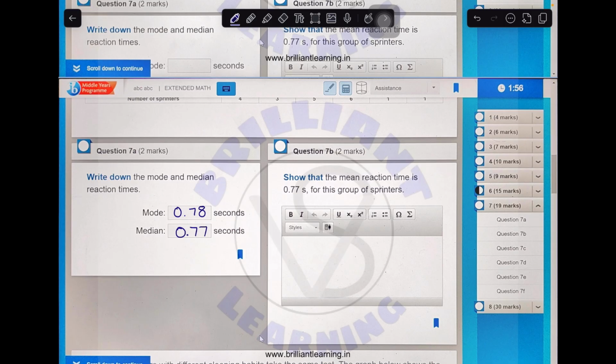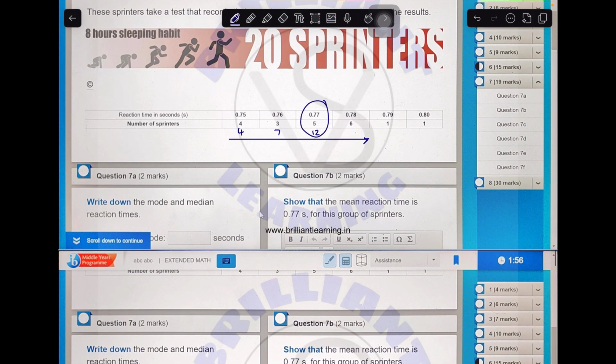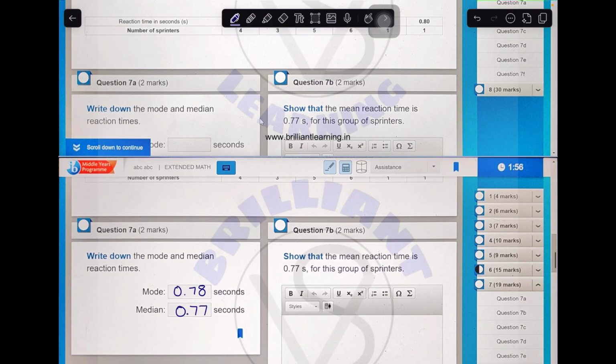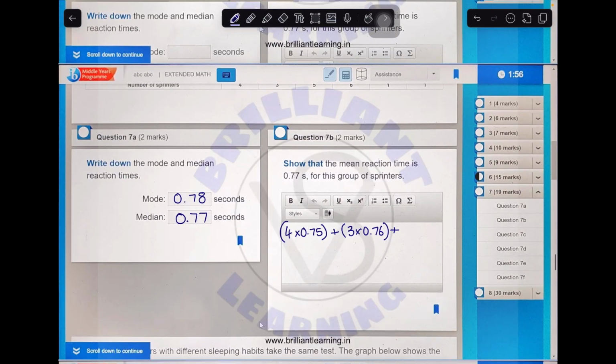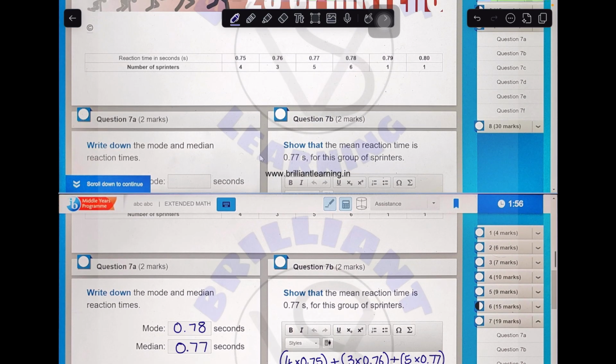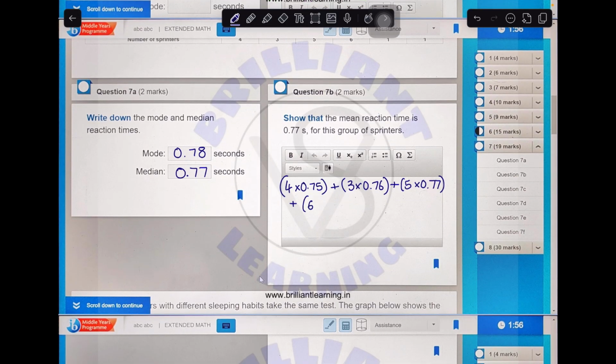Now I need to show that the mean reaction time is 0.77 for this group of sprinters. So you want to think of this almost like finding the mean from a frequency table. It's just set out a little bit different. So we're going to have to do 4 times 0.75. There's 4 people in that category. We're going to add 3 times 0.76. We're going to add 5 times 0.77. Then we're going to add 6 times 0.78.